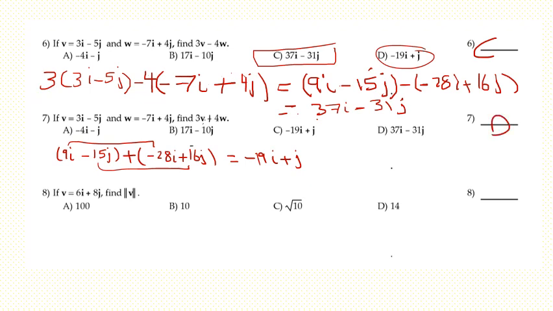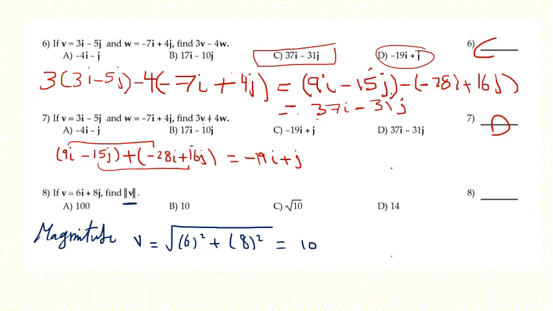Regarding number 8, he is asking for the magnitude value of V, and this is called magnitude. The magnitude of any vector is equal to the root of the square of the first value plus the square of the second value, which is equal to 10 by using your calculator. So the right answer is B.